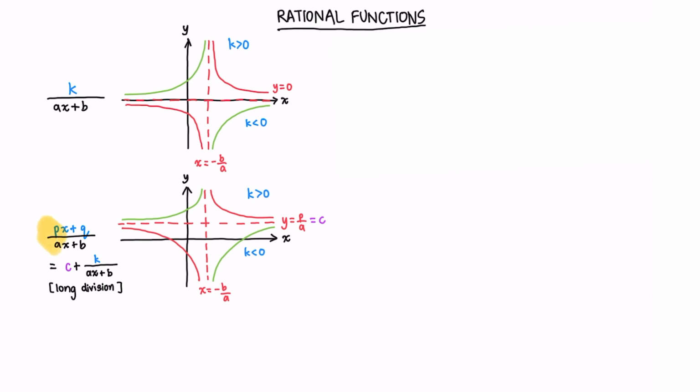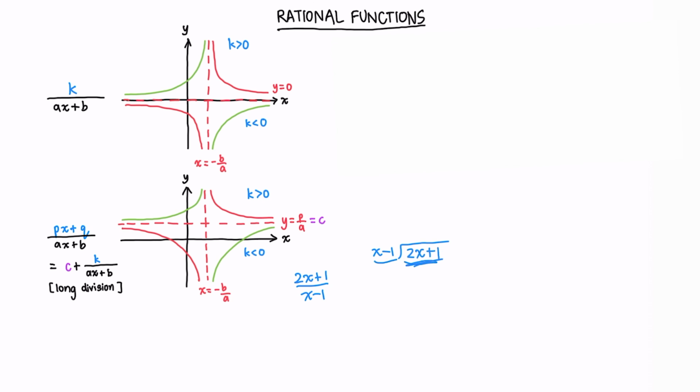P over a. So let's test this out. Let's say we have 2x plus 1 over x minus 1. Our horizontal asymptote is just p, which is 2, over a, which is 1. So our horizontal asymptote is just y equals 2. We can still do our long division though. And for the benefit of those who are not familiar with long division, let's do it together.